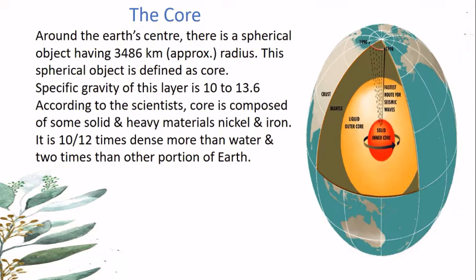And based on seismic waves, the core is divided into two parts, the outer core and the inner core. It is assumed that the outer part of the core is liquid and the inner part is solid. The extent of the outer portion of the core is about 2270 kilometers, and the inner portion of the core is still solid, having a 1216 kilometer radius from Earth's center, and it is mainly composed of iron and nickel.